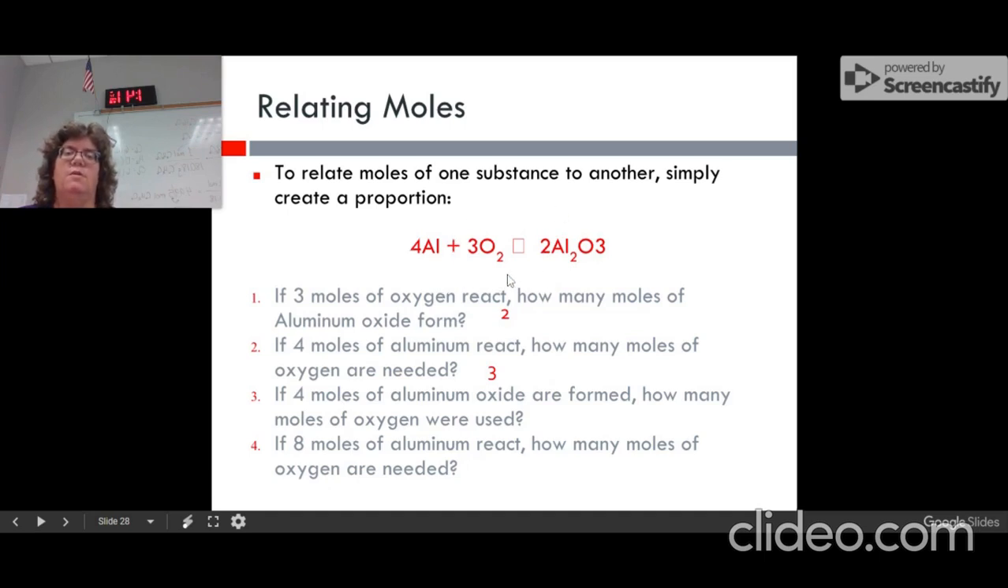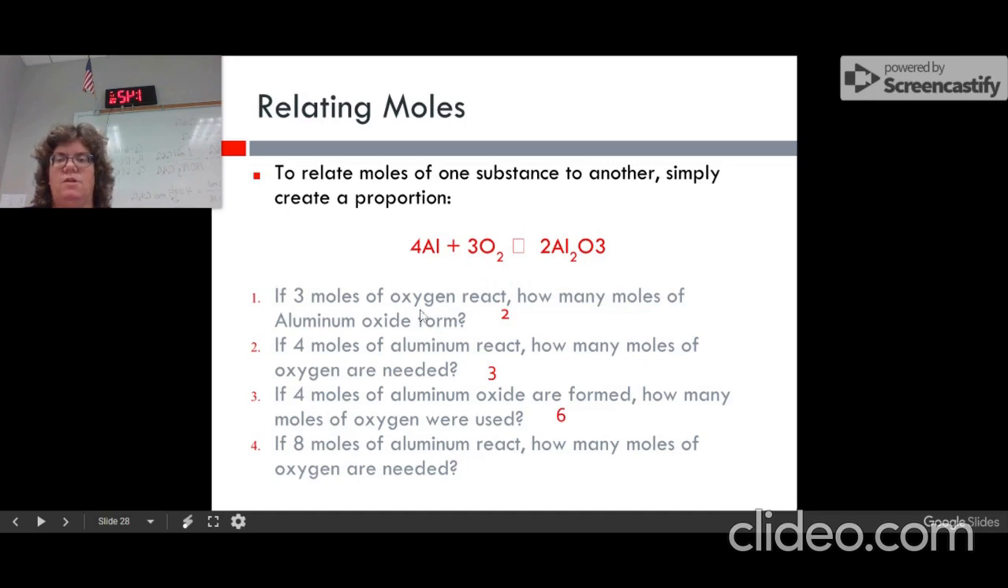Just like the recipe with the pizza said 1 pizza. Well, if we wanted to make 3 pizzas, we would need to multiply everything in our ingredient list by 3. So if we have 4 moles of aluminum oxide, the number of moles of oxygen that were used is 6, because 3 times 2 is 6.